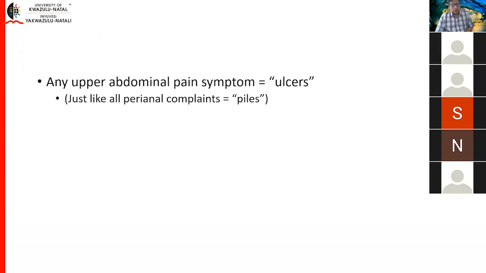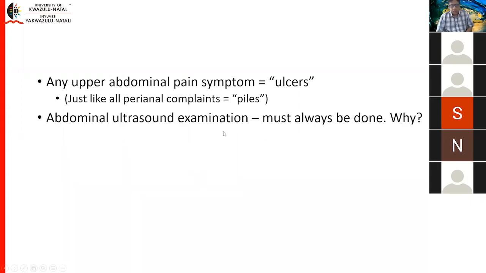Now, I'd like to just emphasize with upper abdominal pain, a lot of patients will automatically believe this is due to ulcers, just like patients with perianal complaints say they all have piles. But it's important for us as clinicians to actually identify what is true ulcer pain and to exclude other possible causes. And this requires that an abdominal ultrasound should always be done in any patient that has upper abdominal pain or epigastric pain. Can anyone tell me why this might be?